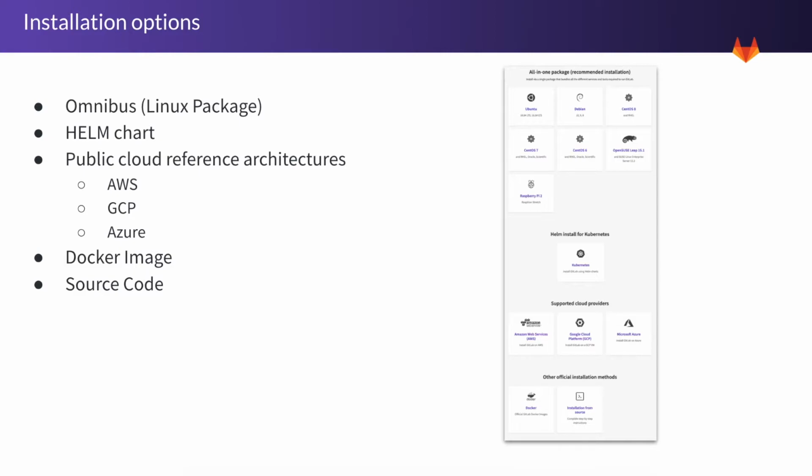Omnibus is the most common installation, and it's typically used for a single virtual machine or a horizontal installation scenario. And it's good for leveraging cloud-native services like Amazon ElastiCache or S3.